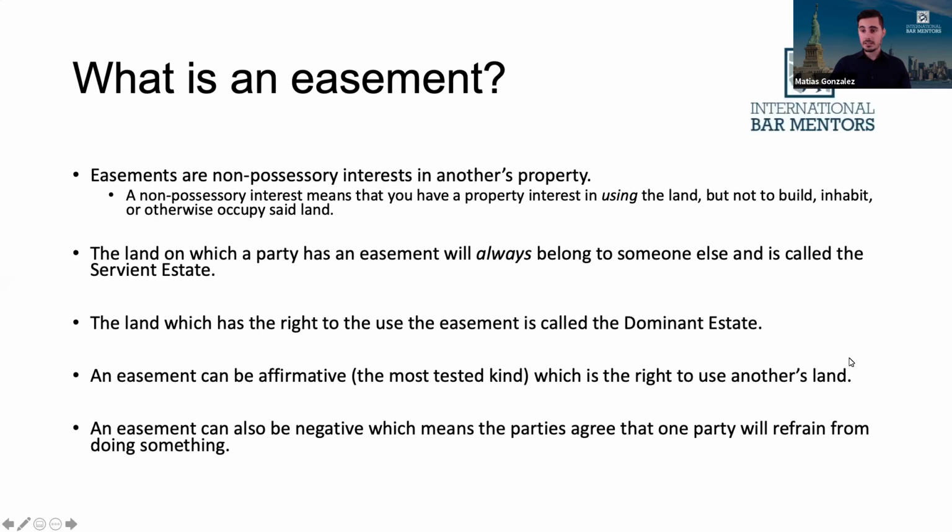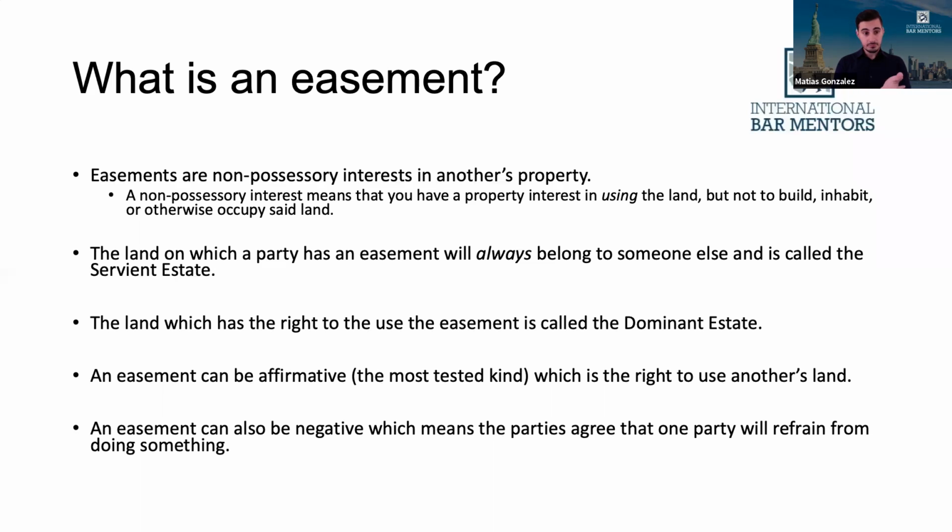So what is an easement? An easement, as I said before, is a non-possessory interest in another person's property. Non-possessory means that you can use the land, but you can't usually build on it, you can't inhabit it, and you can't otherwise occupy the land. You can only use it. So you do have a property right within another person's property, okay? But it's non-possessory in nature, so it's limited.